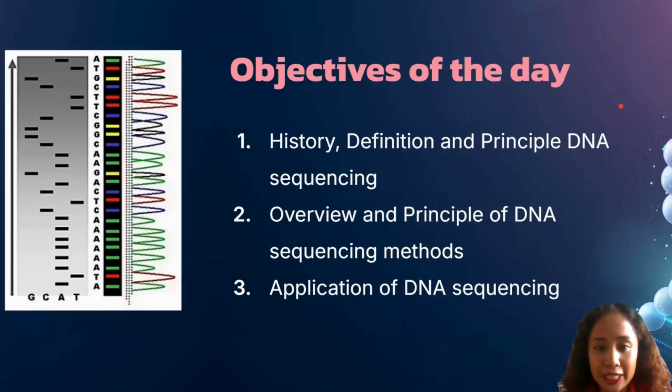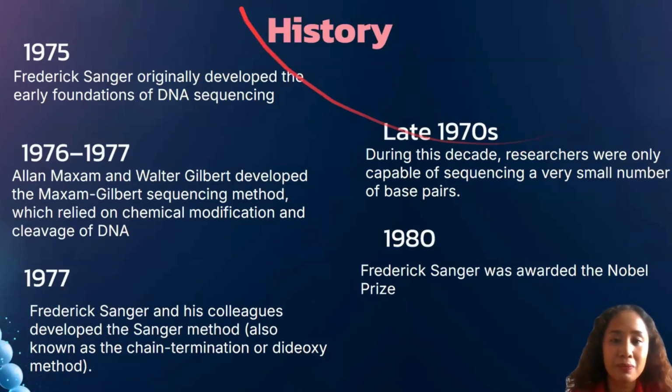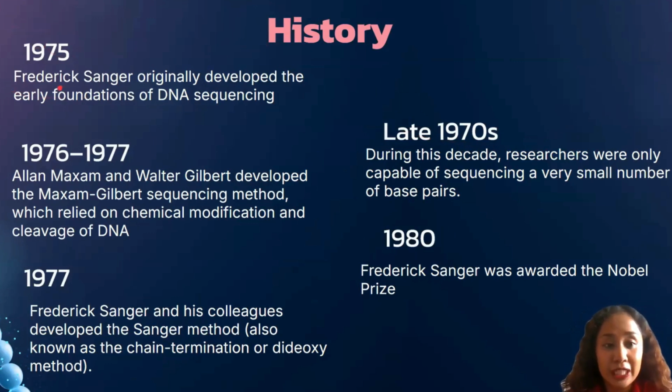Today we're going to learn about the definition, the history, and the principle of DNA sequencing, the principles of our sequencing methods. We will discuss two methods and the applications of DNA sequencing. Going back to our history, in 1975 Frederick Sanger, so the keyword is Sanger here, developed the foundations of DNA sequencing. And in 1976 to 1977, Maxam and Walter Gilbert developed the Maxam-Gilbert sequencing method.